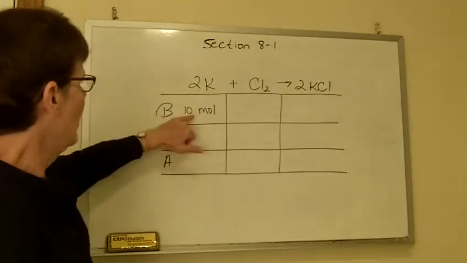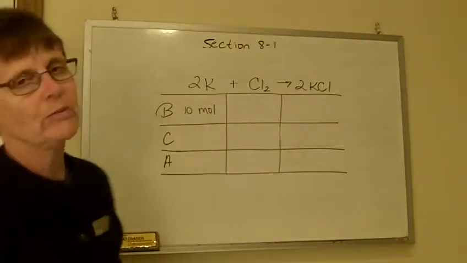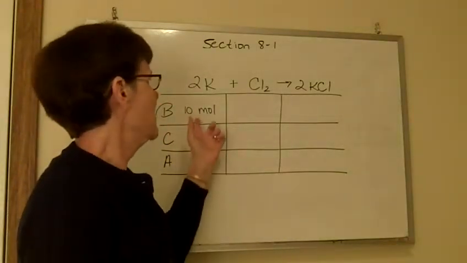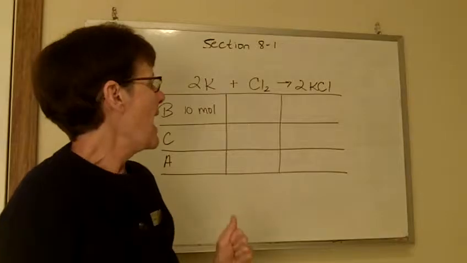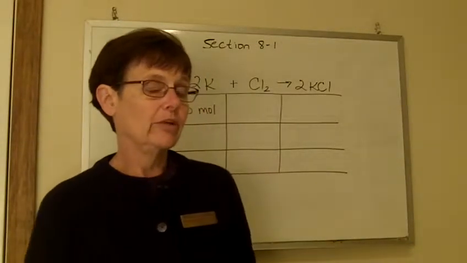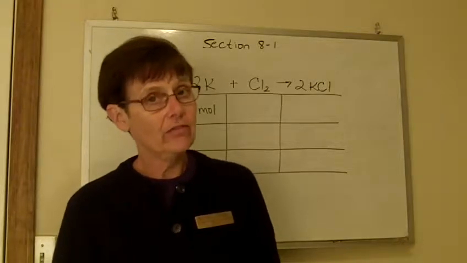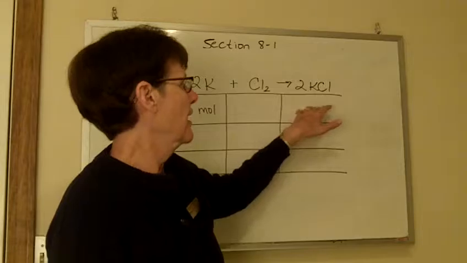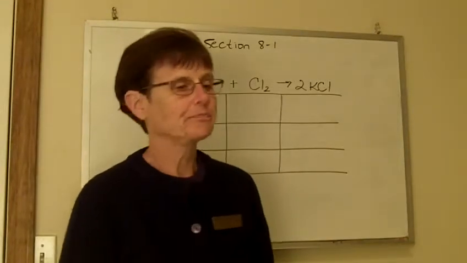All right, so anyway, before, here's what we're going to be given in the problem. We're going to be told that we're starting with 10 moles of potassium. And our questions will be, how many moles of chlorine will I need to make sure I have enough to react all the potassium? And when I get all done, how much of this will I make?